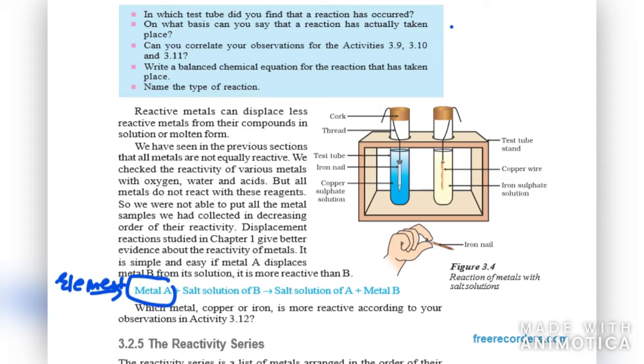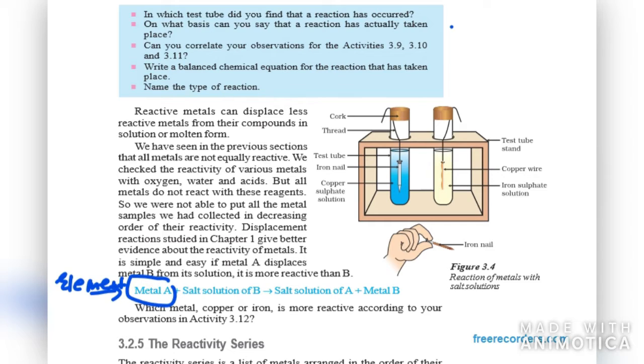Now, if this metal displaces metal B in the salt solution of B, then it shows that there will be a displacement reaction. This happens when metal A is more reactive than metal B. For that, you have to remember the reactivity series. Reactive metals can displace less reactive metal from their compounds in solution or their molten form.